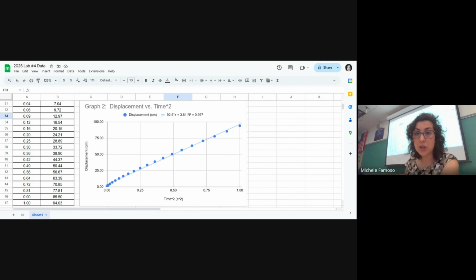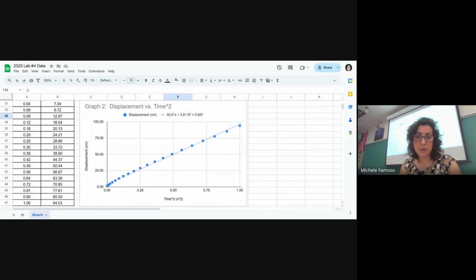So this equation that this Google Sheet gave me for the linear was y equals 92.5x plus 3.81. And on the graph, I have the displacement on the y-axis in centimeters. And on the x-axis, I have time squared in seconds squared. And that gave me my line.